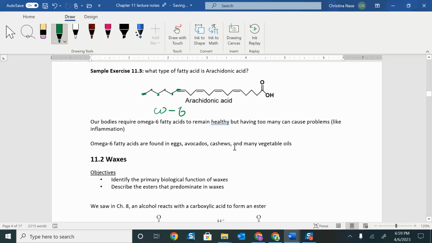There we go. And our bodies require omega-6 fatty acids to remain healthy. But if you have too many of them, it can cause problems like inflammation, so you don't want to have inflammation. Omega-6 fatty acids are found in eggs and avocados, cashews, and many other vegetable oils. All right.